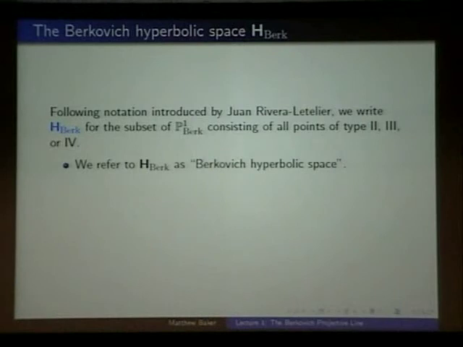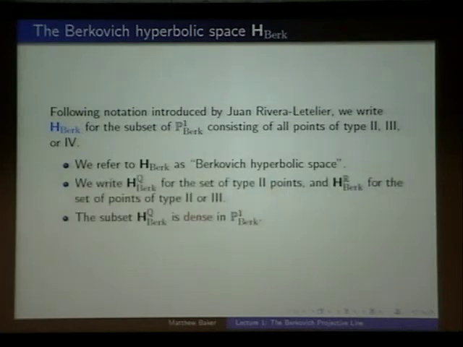And I want to finish up by introducing some terminology that I'll use later on. This was introduced by Rivera-Letellier. As I said, he independently discovered Berkovich space, and what he constructed was isomorphic to this H-Berk, which is the complement of the set of points of type 1. It's all the new points you've added into Berkovich space. So I'll refer to that as Berkovich hyperbolic space. And I'll have H-Berk-Q being the set of just type 2 points. H-Berk-R is the set of points of type 2 or 3. And I'll remind you later of this notation.